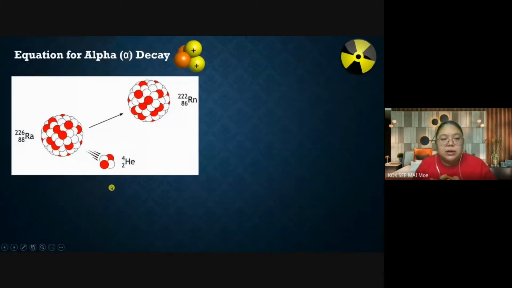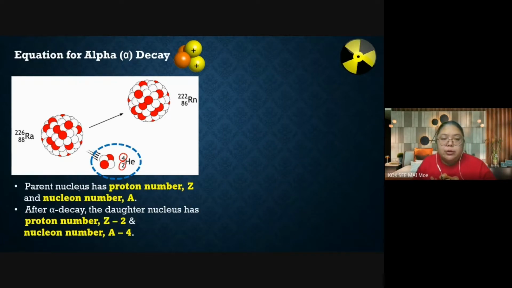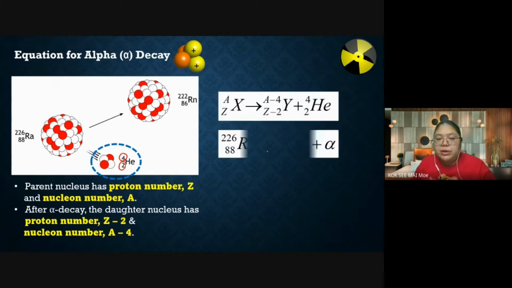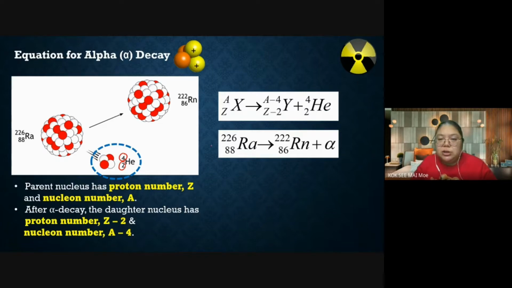Okay, now we're going to see the diagram again. We've got one more, Ra 226 88. When it decays, it becomes the daughter. The daughter is Rn 222 86. That means one alpha comes out, helium 4 2. So from here, the parent nucleus has proton number Z and nucleon number A. After decay, the proton number goes -2 and the nucleon number goes -4. So we just write the equation. This is another pattern you can write. Better we write this one, number 1, because number 1 is more clear.